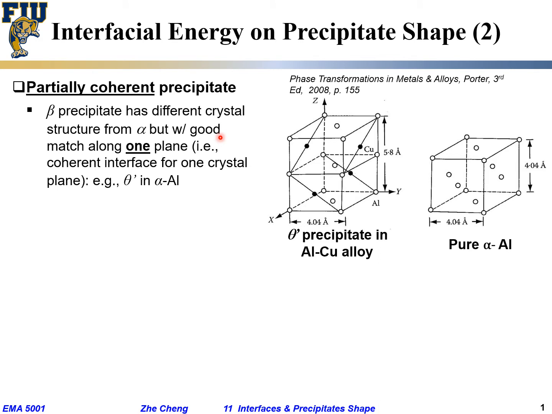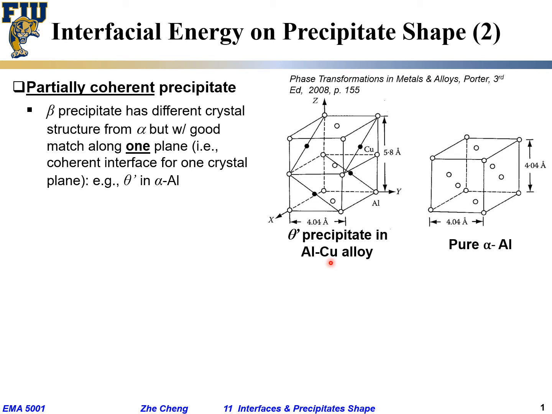On the right is the unit cell for pure alpha aluminum. What structure? Well, cubic, right? 4.04, 4.04, but with what? Face centered. So the typical aluminum is FCC, very soft material. Okay? And then if people put copper into the material, they may form a so-called theta prime precipitate, a copper aluminum alloy with certain crystal structure.